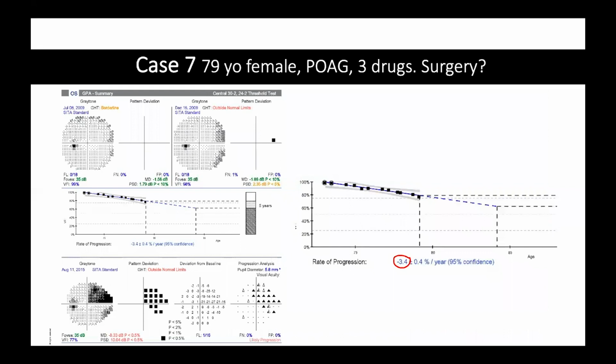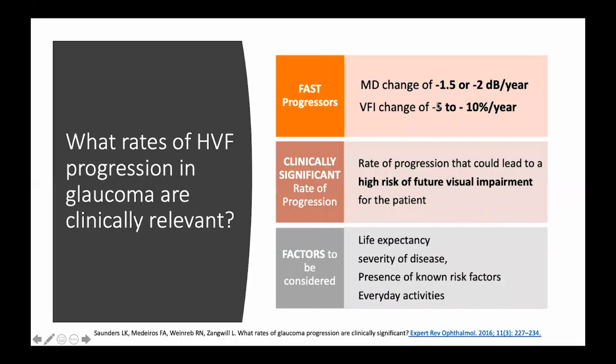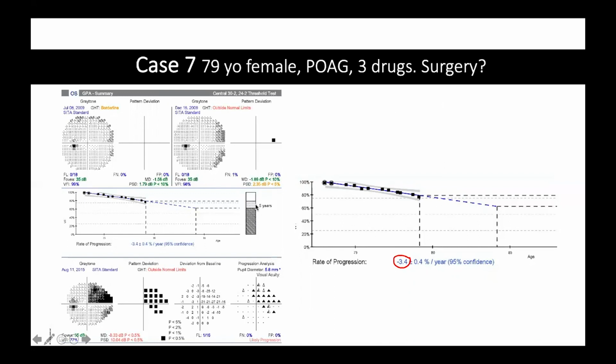And I have one example here. For example, this patient, she's a 79-year-old female. She's now on 3 drugs, and we're thinking, should we operate on her or not? We see that there's a trend. It's not like a super big slope. It looks like not too big. But when we actually take a look at the rate of progression, it's minus 3.4% per year, which, as we said here, is not that much, right? So maybe in this patient, we could wait, but we will need to talk to her.